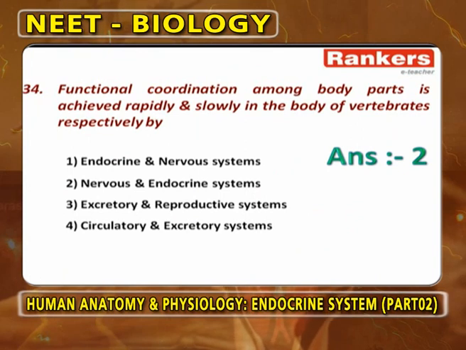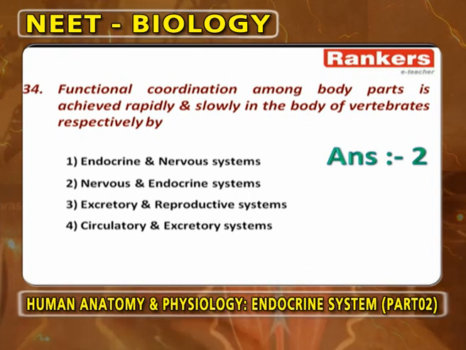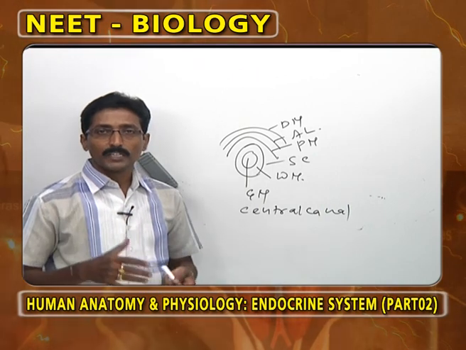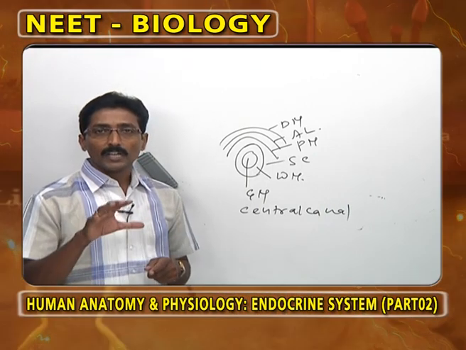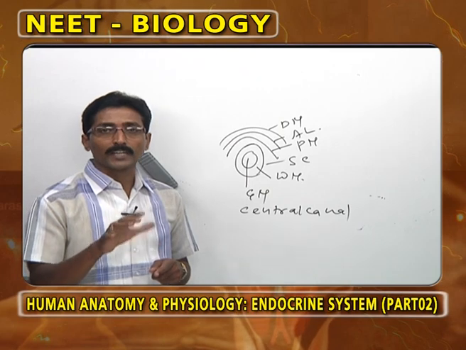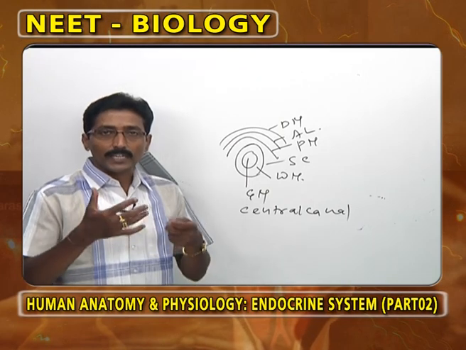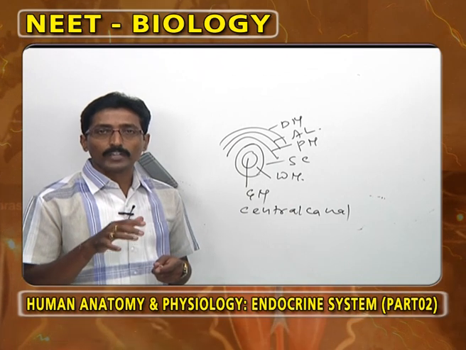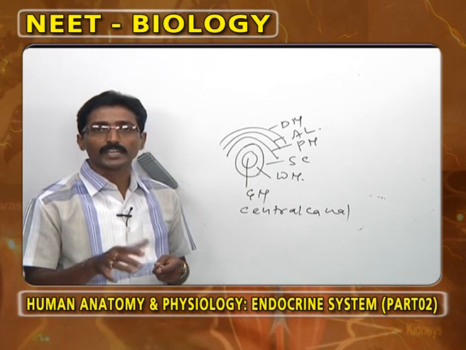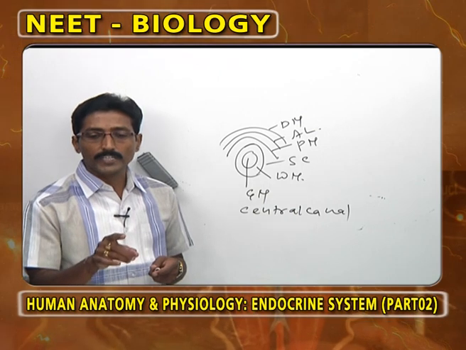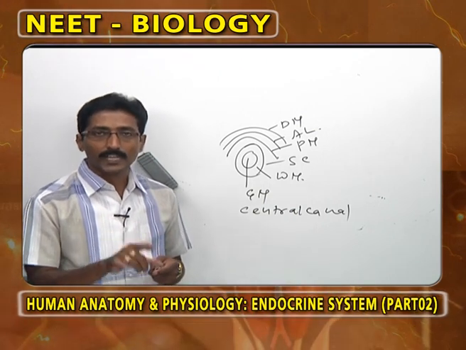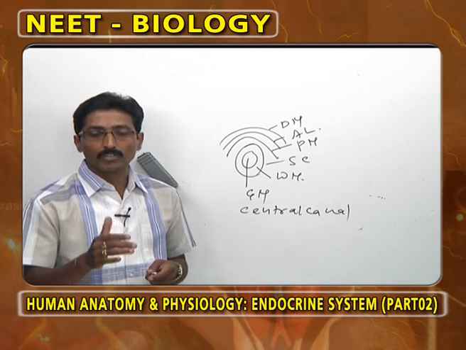Functional coordination among body parts is achieved rapidly and slowly in the body of vertebrates. In all vertebrates from fishes to human beings, the neural activities are controlled and coordinated by the nervous system. It is rapid. The chemical activities are controlled and coordinated slowly by the endocrine system. So here: rapidly, slowly, nervous system, endocrine system. Now the next question.